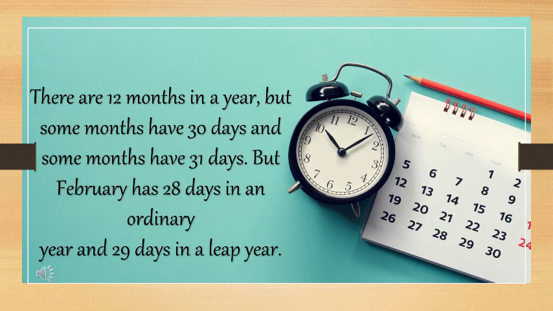There are 12 months in a year, but some months have 30 days and some months have 31 days. But February has 28 days in an ordinary year and 29 days in a leap year. What is leap year? That I will tell you later.